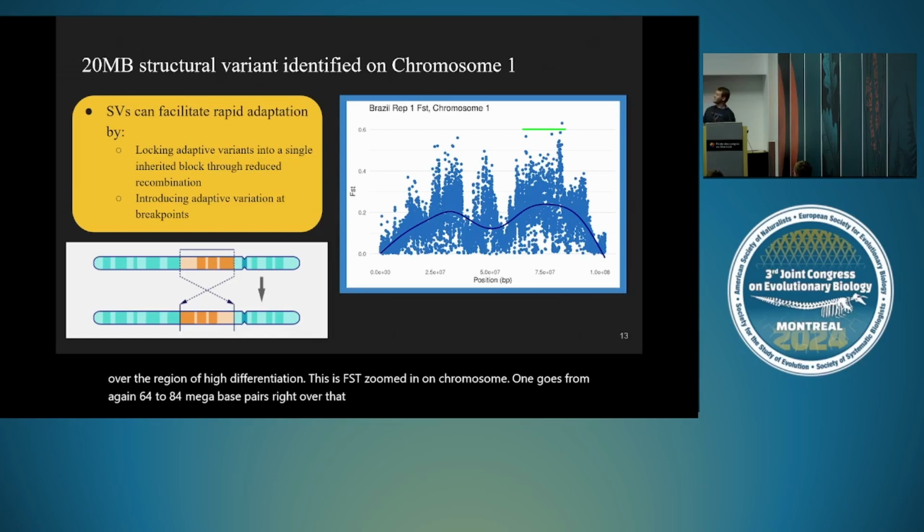This is extremely interesting in the context of rapid evolutionary rescue because structural variants can facilitate rapid adaptation, right? They could do this primarily through two ways. They can lock adaptive variants onto a single inherited block through reduced recombination. And additionally, they can introduce adaptive variation at the breakpoints, right? If you think of, for example, a part of the chromosome switching, they can essentially remove genes, duplicate genes, whatever else. So this is extremely exciting in the context of witnessing adaptive evolution. This potentially might be what we're seeing driving the adaptation forward at such a pace.